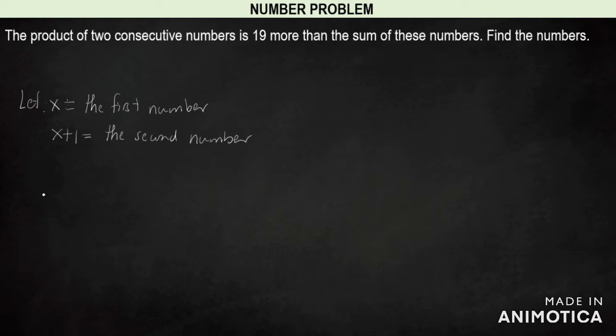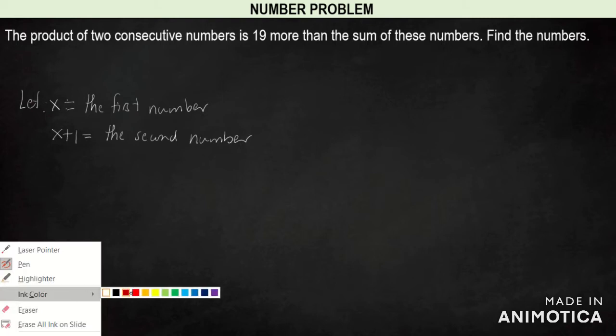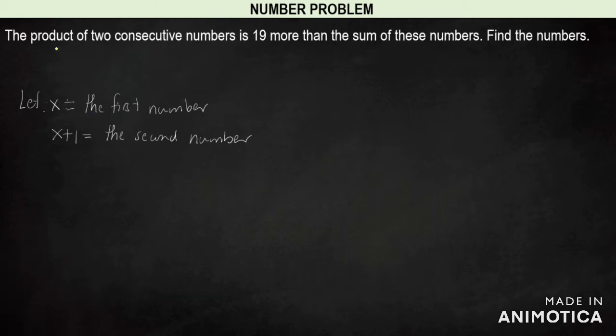Okay? So from here, we are going to write the equation. The product of two consecutive numbers. So we have x times x plus 1. This is what we have now. Is equal to 19 more than. That means 19 more than, so that means we add 19.